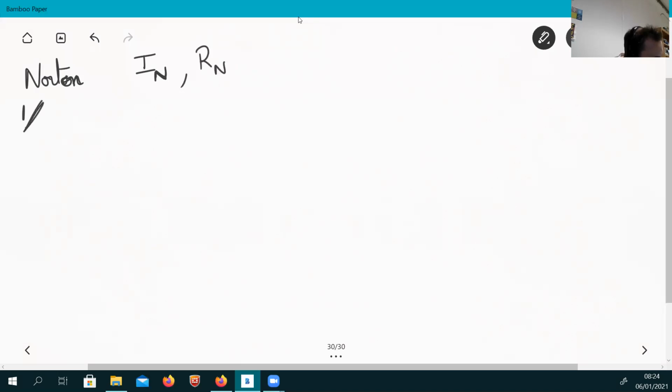First step, same thing, load. Norton is like Thevenin, it is just considering simplification of part of a circuit. So if you're considering a load, something you don't want to consider inside your theorem, you extract it from the circuit and you start simplifying the rest of the circuit. So extract it if needed.